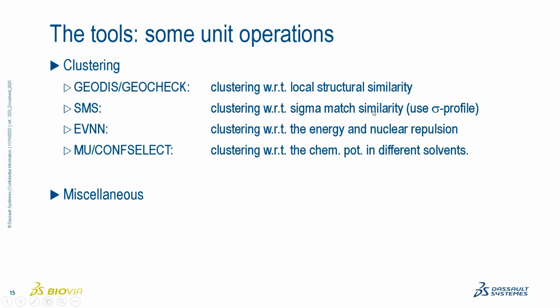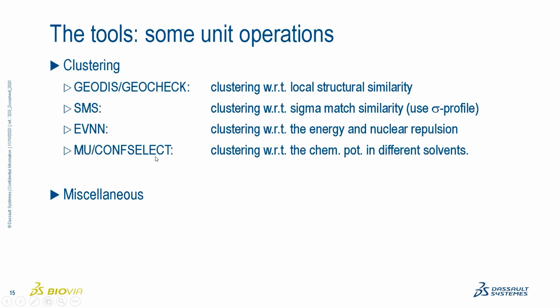Another one that one can use is clustering using the sigma match similarity. We have seen the sigma profiles, so we can check how equal the sigma profiles of the molecules are. Then, of course, you can simply use the nuclear repulsion energy. It's a very brute and rough measure. And we can also use the chemical potential, and this is what we are doing at the moment.